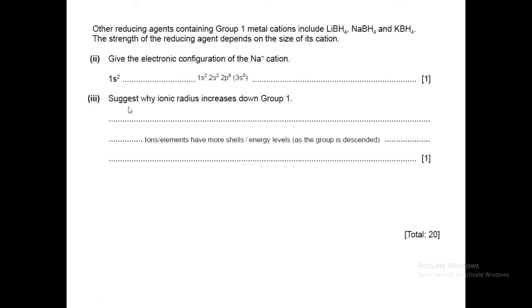In the third part, he was saying suggest why ionic radius increases down the group. So the basic reason was that down the group the number of shells increases, energy levels increase, and basically the shielding effect increases. So that's why the ionic radius increases down group 1. So these are the answers of these questions and parts.